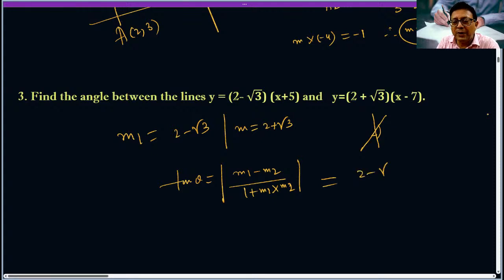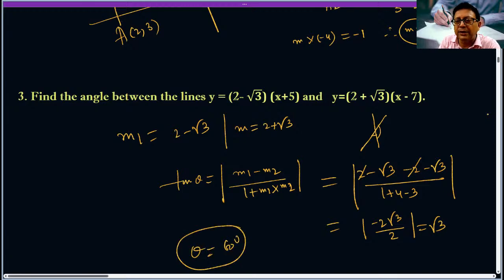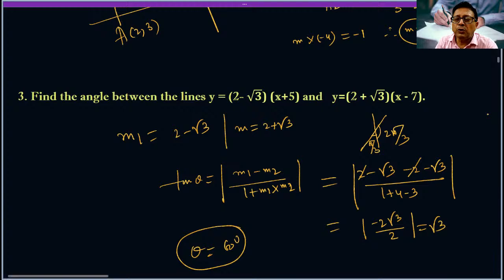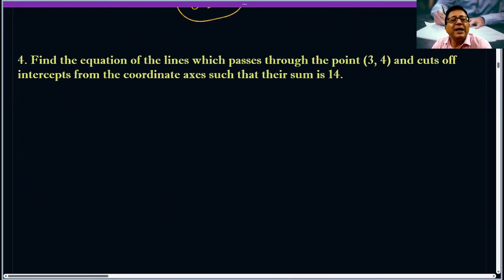So this will be 2 minus root 3, this divided by, these two are getting cancelled. So answer is minus 2 root 3 by 2. So theta equal to 60 degree. This is the acute angle. This is pi by 3. If you want to write the obtuse angle, put minus sign over there, or don't put mod sign over there. So one of the angles you should mention, preferably the acute angle.